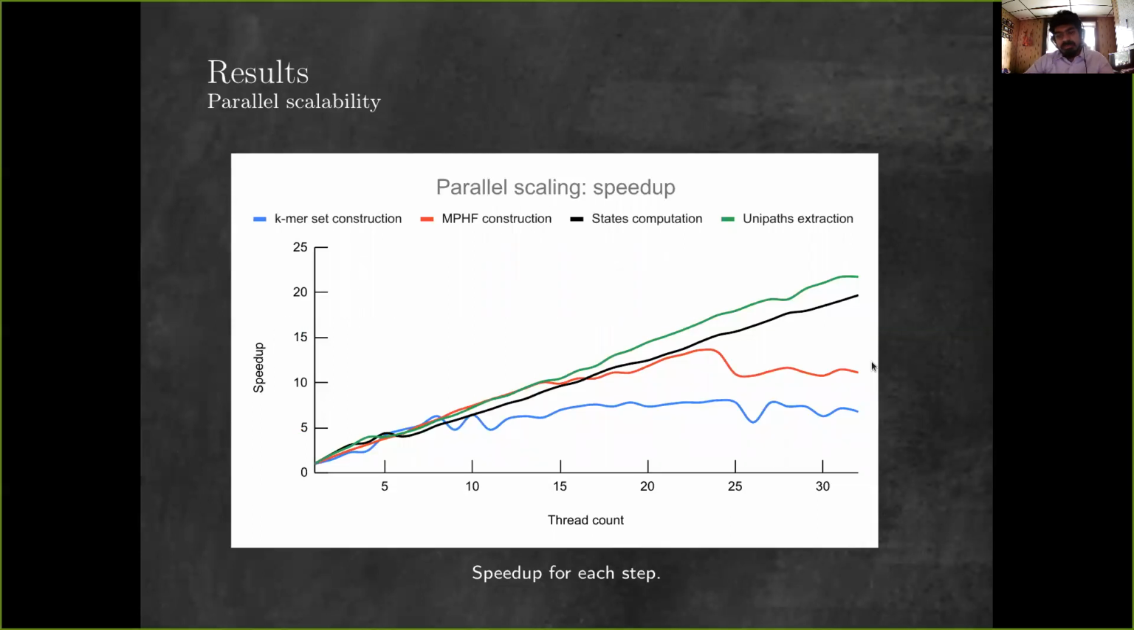We see that the initial k-mer set extraction scales roughly up to 8 threads and saturates afterwards. The minimal perfect hash function construction scales up to around 24 threads. The last two steps that involve traversing the graph scale almost all the way up to 32 threads.